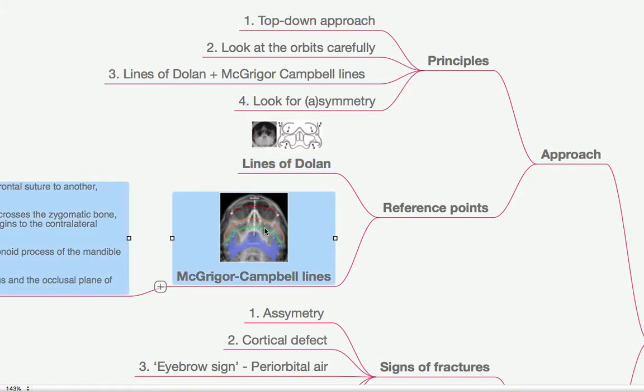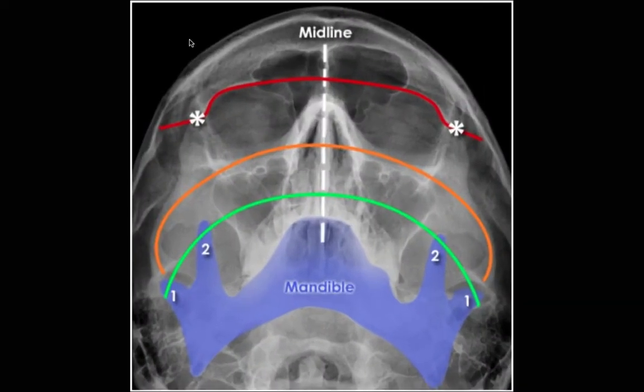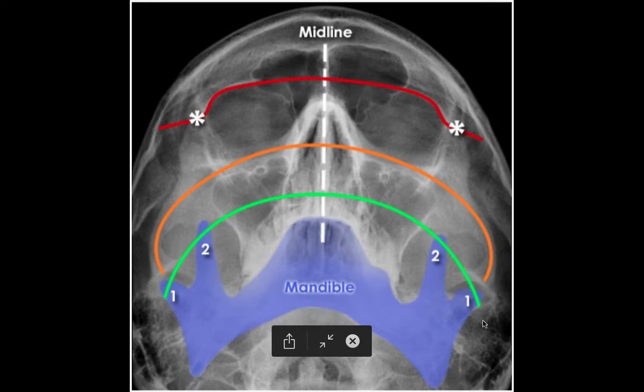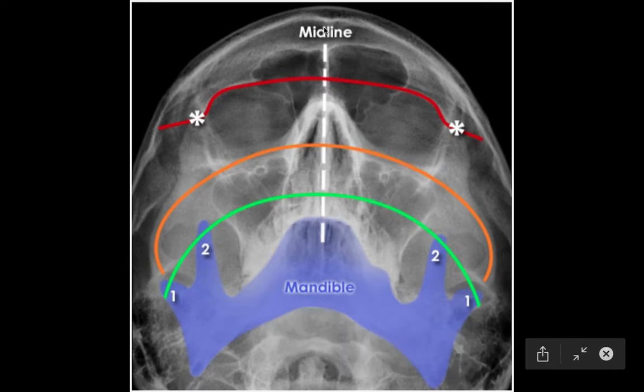Next one is the McGregor-Campbell lines. And again, this is just to help us orientate ourselves around a facial X-ray. So first thing to bear in mind is the midline.